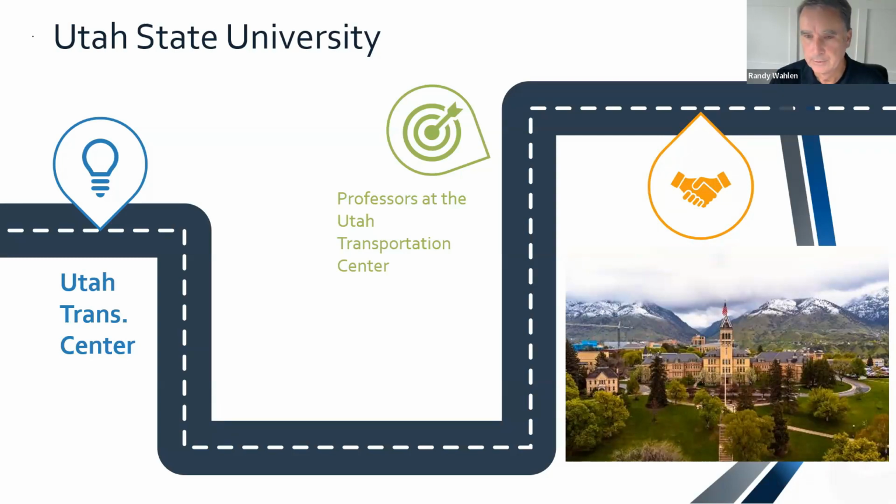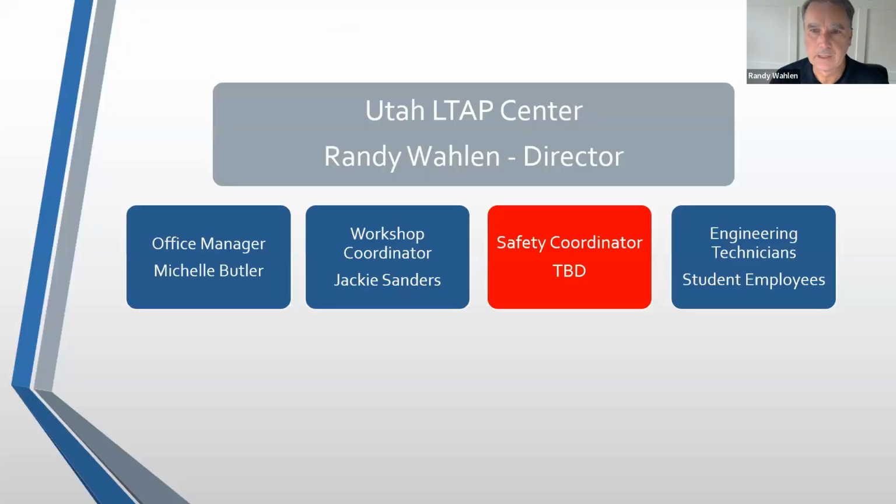So we're training students up there to be able to go out, and I have some influence with the students that we'll talk about. This is kind of our general, we don't have a huge budget or a huge amount of staff. And right now we're actually looking for a safety engineer that would go out and work with local governments on roadway safety. And they'd use a lot of the new technologies. So we have an office manager, a workshop coordinator that helps with our training. And then we have student technicians that go out and do things.